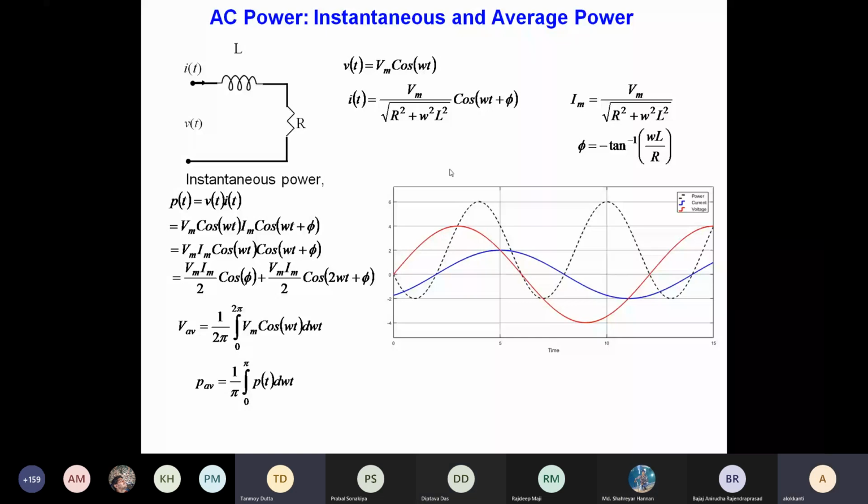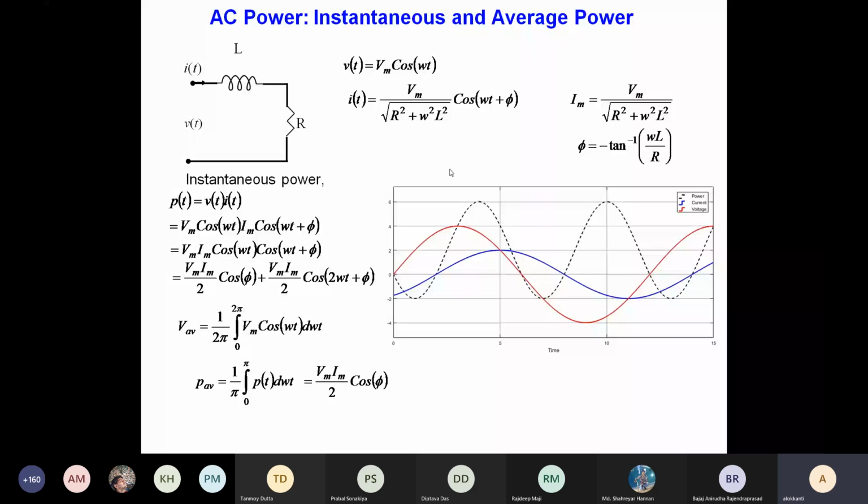So the expression is Vm Im by 2 cos phi. That is the average value of the power. Even if you do it over the full cycle, this is basically the constant part. Vm Im by 2 and cos phi, none of them are varying with time. So this is the part that will remain: the average power Vm Im by 2 cos phi.